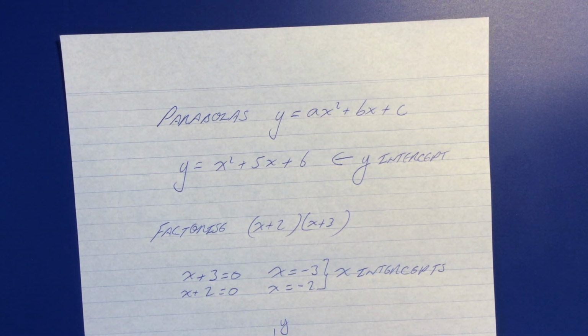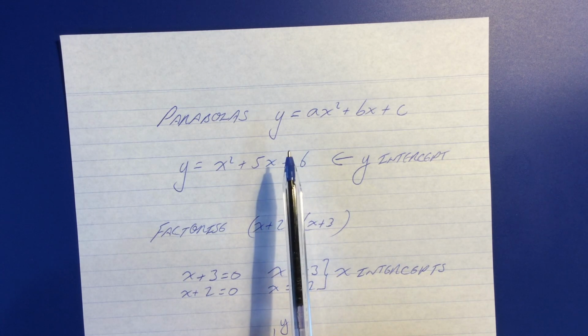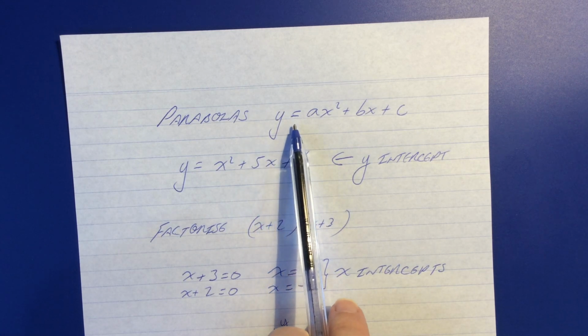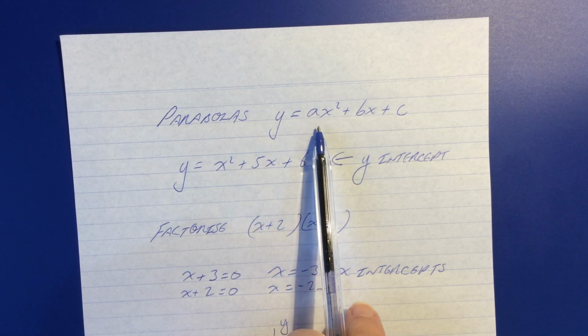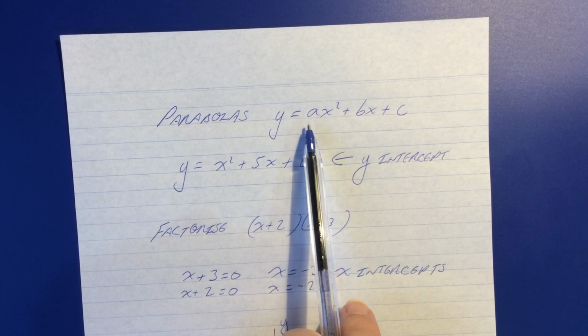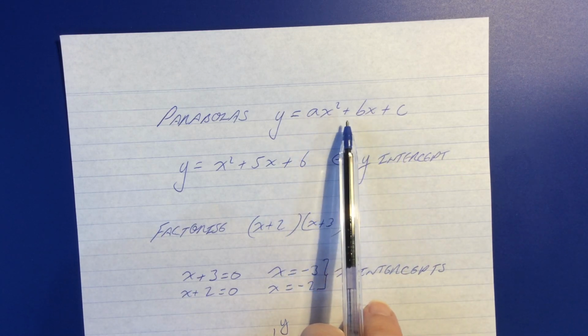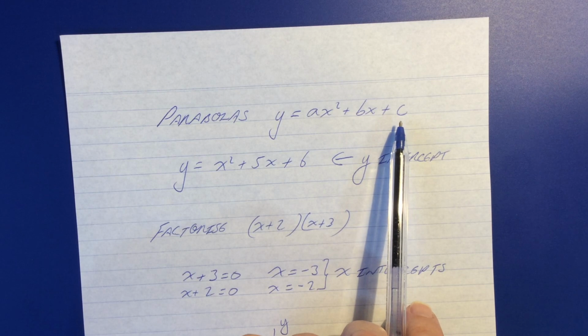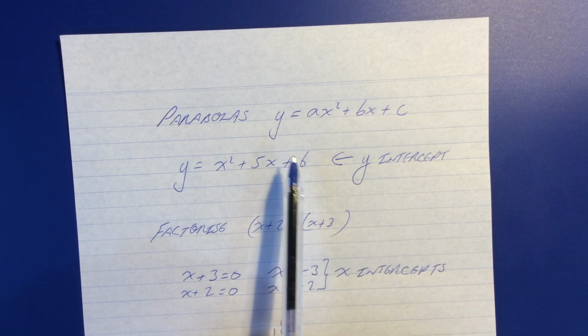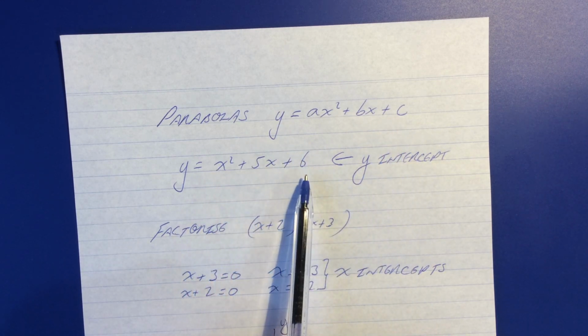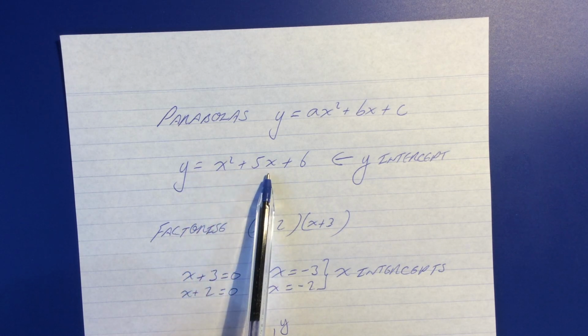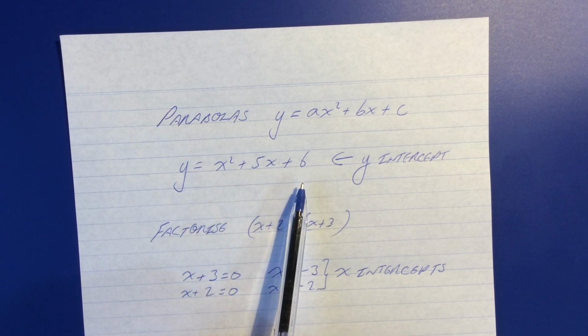Today we're going to have a look at parabolas, and they are generated by quadratic equations. We're looking at parabolas specifically generated by quadratics in this form, ax squared plus bx plus c. And we've got an example of one here, x squared plus 5x plus 6.